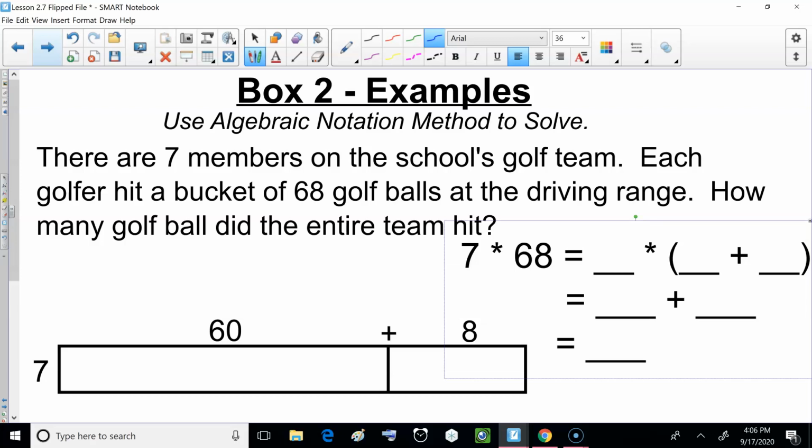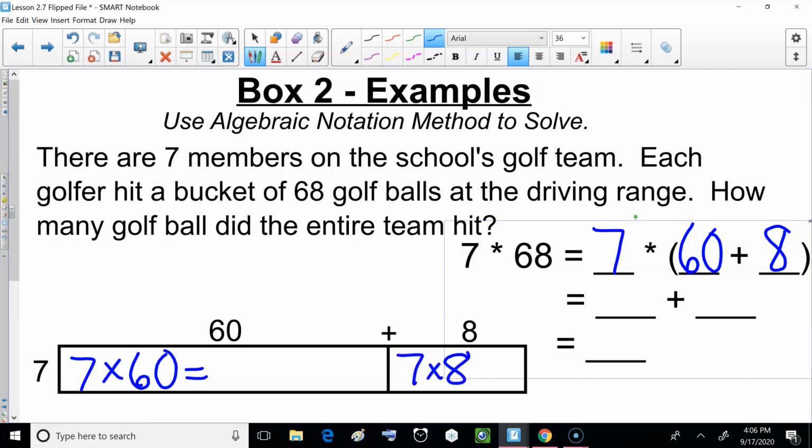So if you look at this, we remember that we're going to multiply our 7, and we'll break down our 68 into 60 plus 8. So we're going to multiply those numbers. We're going to do 7 times 60, and 7 times 8. So when we do that, 7 times 60, or 6 tens, would be 42 tens, so 420. 7 times 8 is 56.